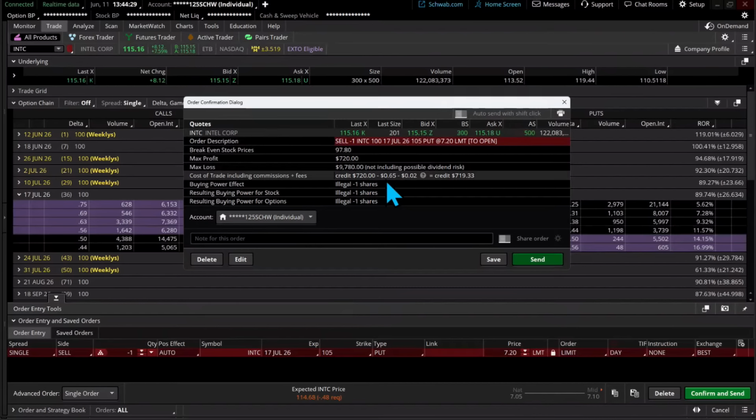And what's the commission per contract? 65 cents. So in our last trade example, we're going to try to get Intel to break and get that MACD to actually go green. Okay? Now I'm out of time here today.